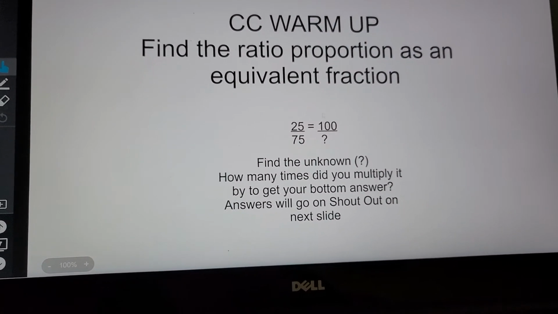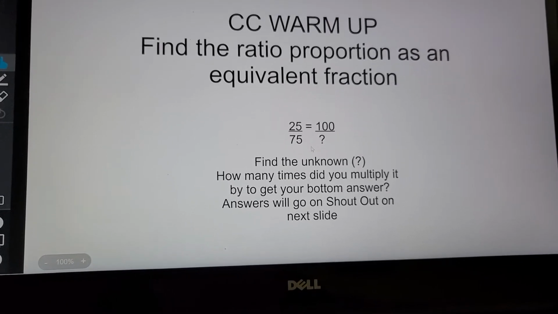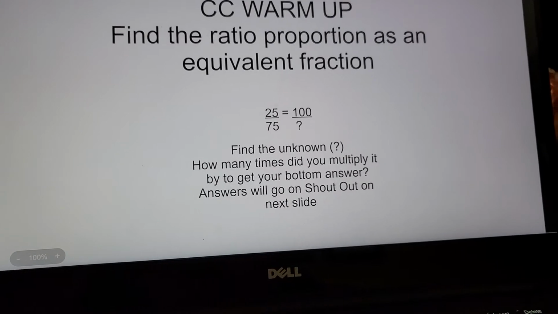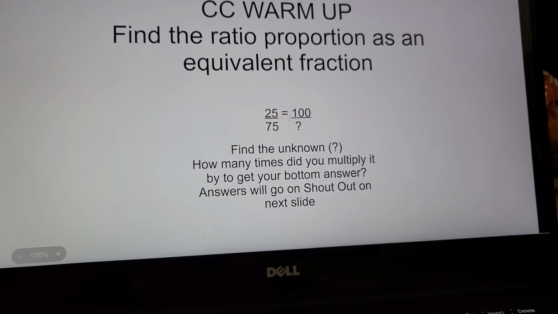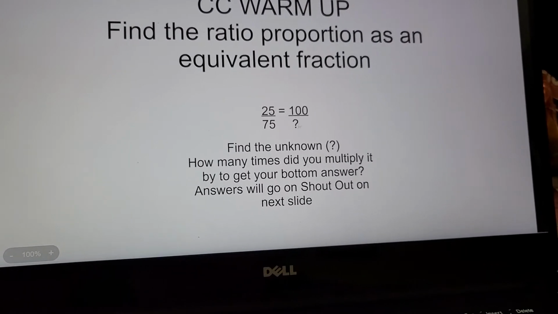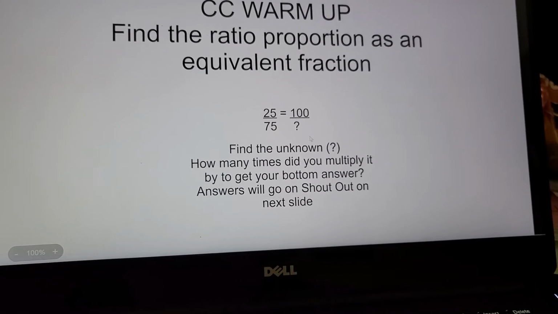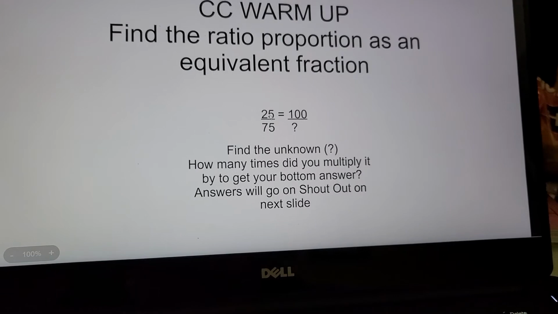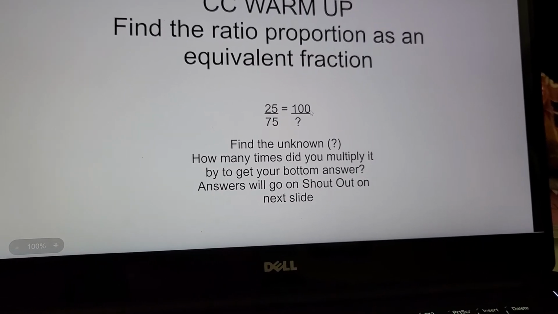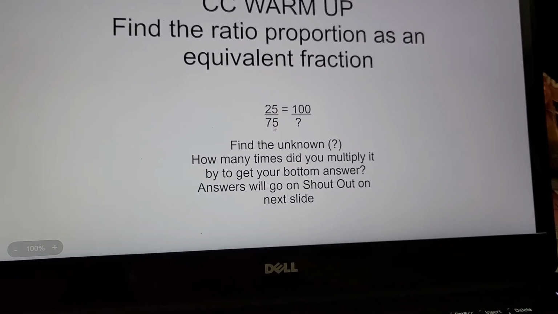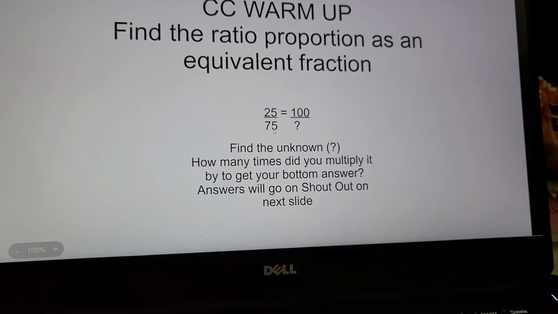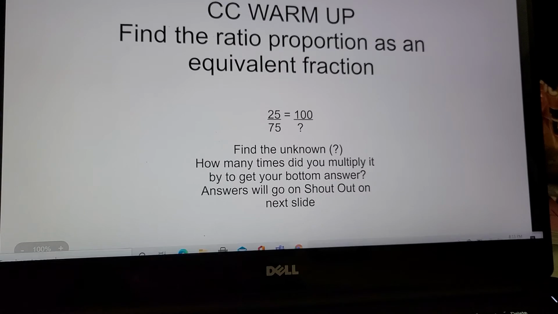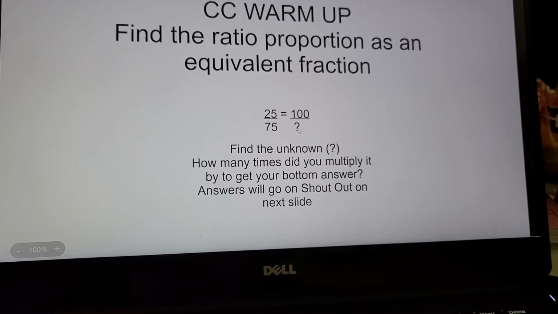The other warm-up for Common Core is the same thing, but the numbers are a little different. Find the ratio proportion as an equivalent fraction. So 25/75 is equal to ?/100. Find the question mark, the unknown number, and how many times did you multiply it by? In order to get from 25 to 100, I'd multiply it by 4. Therefore, I would multiply 75 times 4, which is 300. So the unknown number is 300.